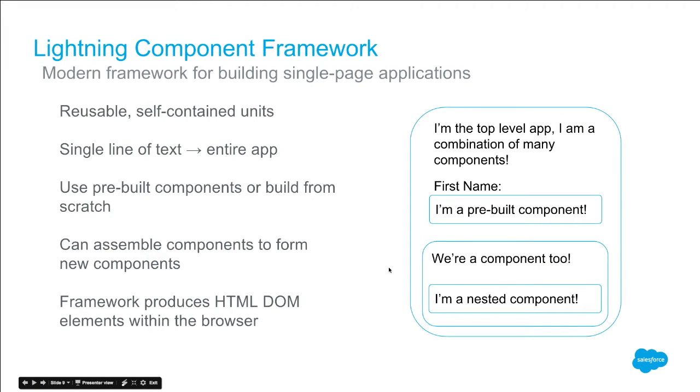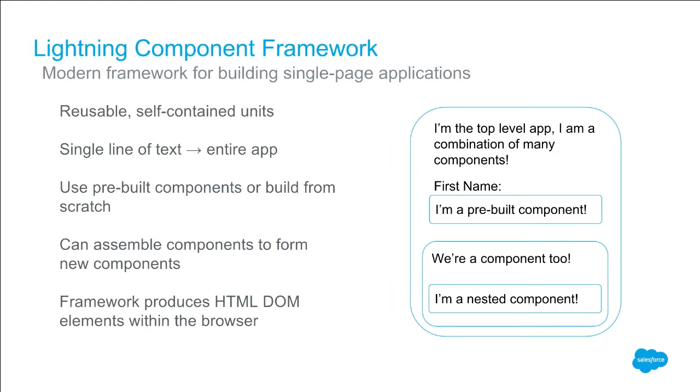The Lightning component framework, Lightning components. Lightning components are built and run on the Lightning component framework, which itself is a modern framework for building single-page applications. The components themselves are flexible, reusable, self-contained units within an app. Think your own little Lego block. Components can range in scale from something as simple as a single line of text all the way up to housing an entire application. The framework itself includes many pre-built components. Think input text boxes, pick lists, date widgets, all of that stuff. Or you can build your own Lightning components from scratch.